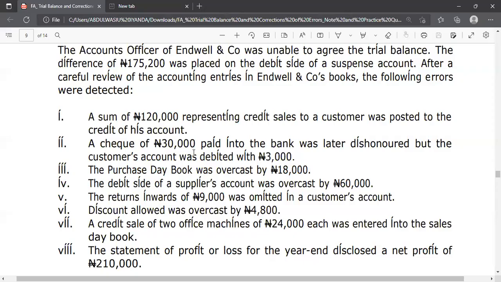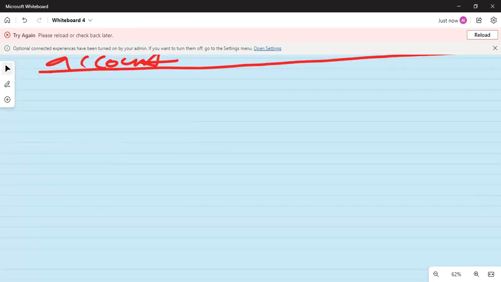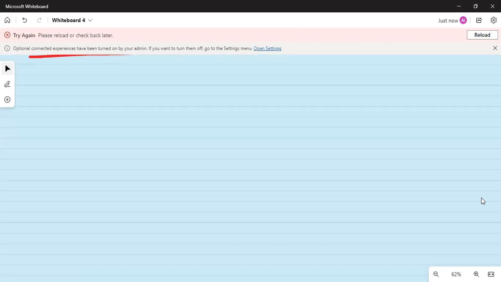So the next one, they say a check of 30,000 naira paid into the account was later dishonored, but the customer account was debited with 3,000, so the difference is 27,000. So for question 2 now, you say explain everything again. Just hold on. Once you understand this question, there's not really a big problem for you to solve any other question. So let me explain this 2.